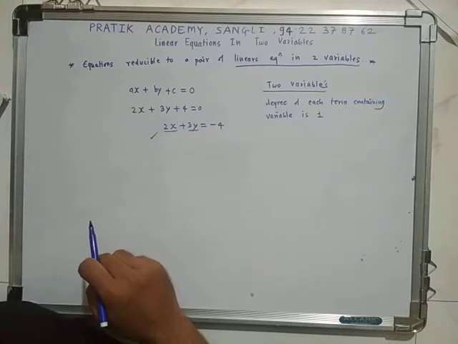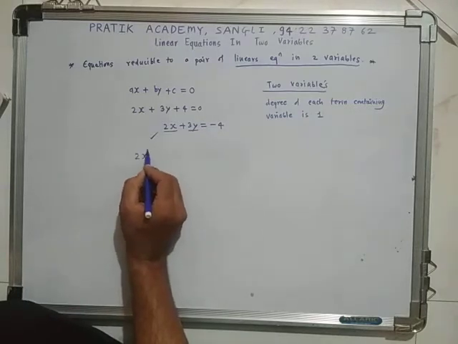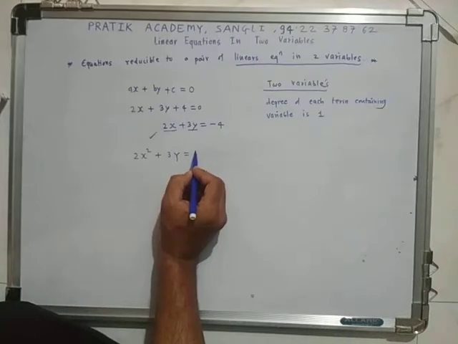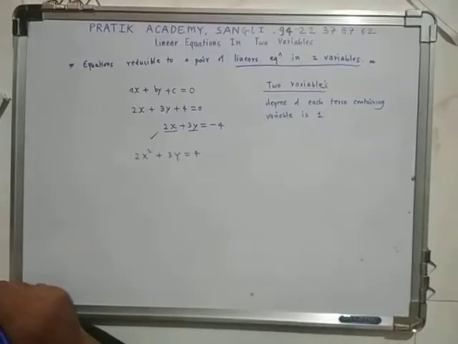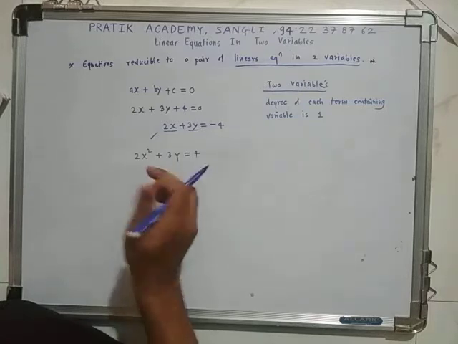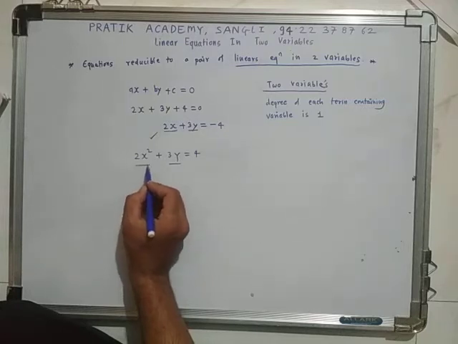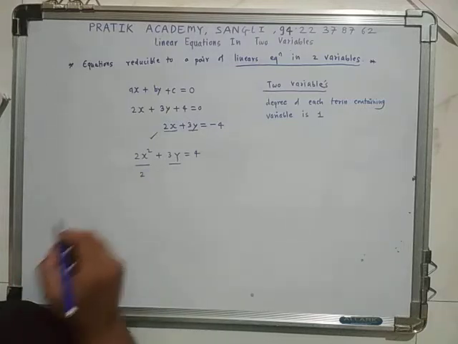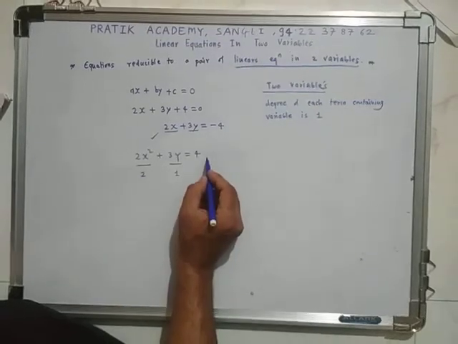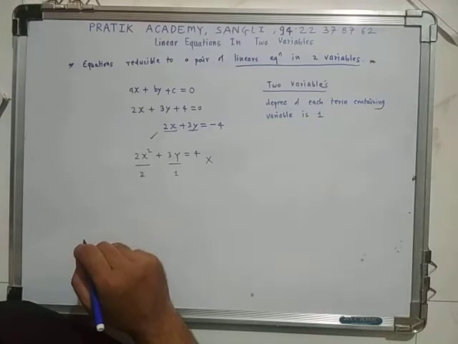Suppose you take one example, 2x square plus 3y is equal to 4. In this equation there are two variables. The degree of this term is 1, but the degree of this term is 2. Here the degree is 1, here the degree is 2. Therefore this is not a linear equation in two variables.